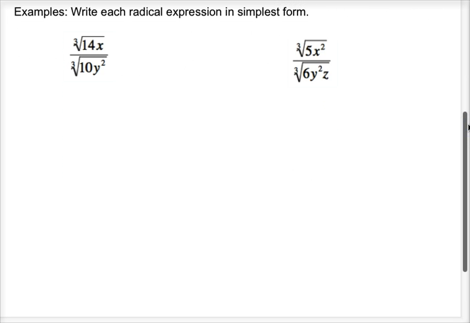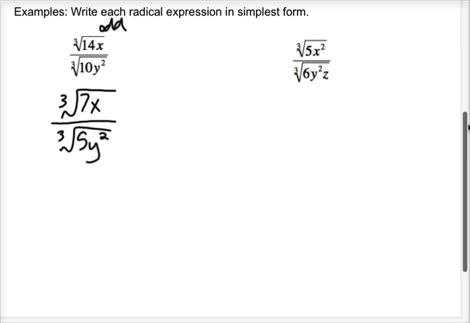So, here we go. Now the cool thing is here, this is an odd index. We don't have to worry about our absolute values. So the first thing is to reduce the fraction. So notice 14 over 10 reduces to 7 over 5. All right, so again, first step, just reduce the fraction.